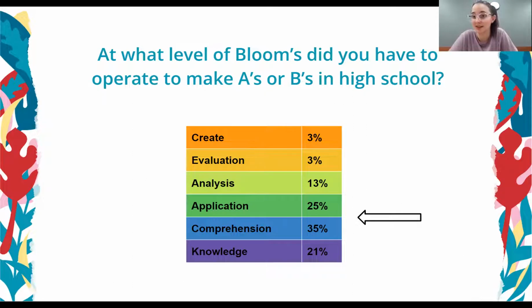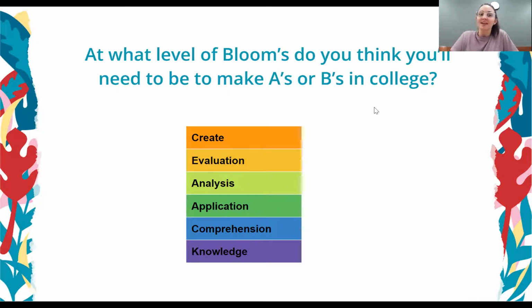I do want to add the caveat that it really depends on what kind of high school that you go to. If you are in a dual enrollment or AP classes or stuff like that, you will be asked to perform at higher levels. If you went to a publicly underfunded school like I did, you might be at some lower levels of Bloom's. So definitely around that area. So now thinking to college, similar question. At what level of Bloom's do you think you'll need to operate in order to make A's or B's in your classes here at the U?